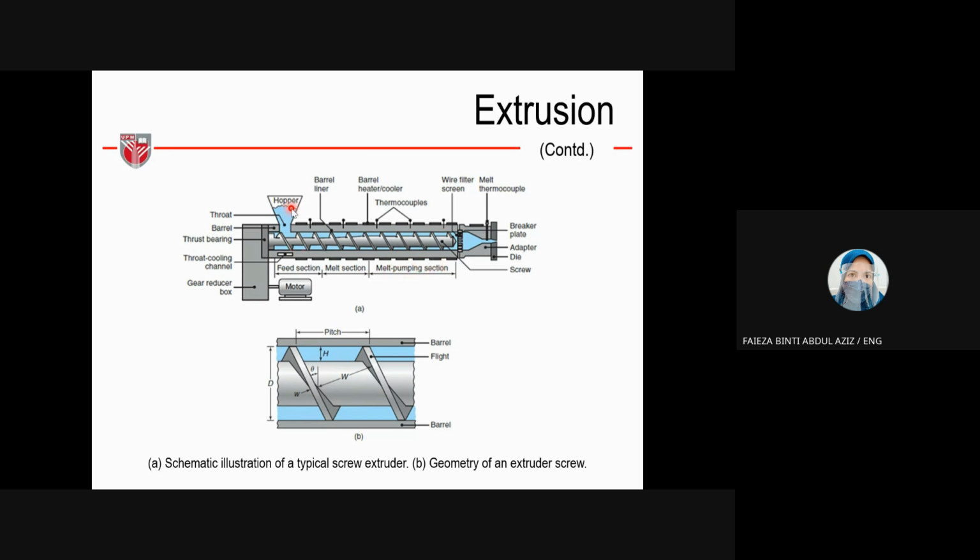First we put the materials in the hopper, and then they go to the feed section. Then we apply heat here, which is why it is under the melt section. Then we start to pump. This is the pumping section. These are the schematic illustrations of a typical screw extruder. You can ignore this part because we didn't discuss the calculation details. You can exclude number B.